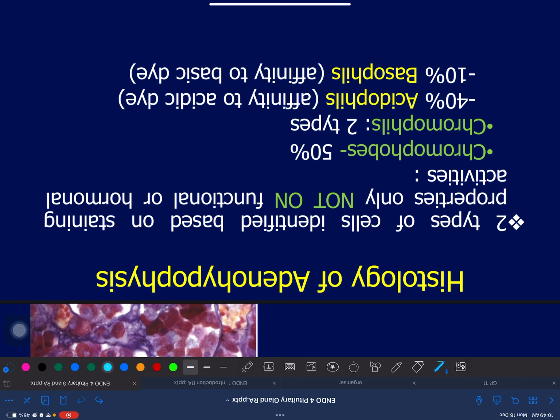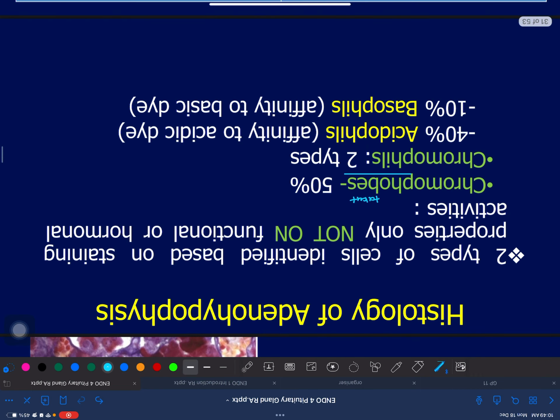Okay. So you can see one is the chromophobes. Okay, phobia, they are afraid of color. That's chromophobes. And one is the chromophils. They have staining, the presence of the staining. They have that staining, either acidophils or basophils. So those that have no staining we call chromophobes, which is about 50% and 50%.